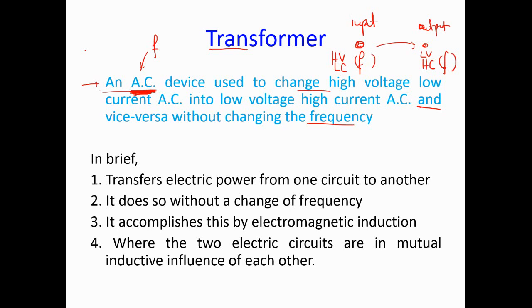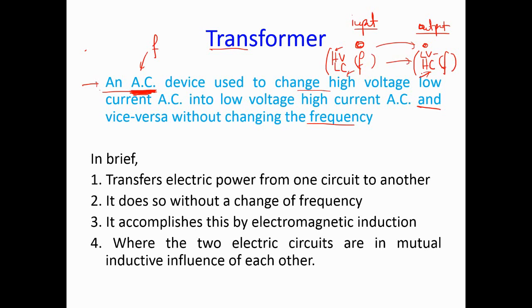So if we can see here, it's high voltage, low current. Transform into low voltage, high current. So what we're doing is basically the amount of power that has been transmitted is the same. The input power and the output power are the same. It's just that the voltage that was high has now become low, and the current that was low previously in the input will become high current.